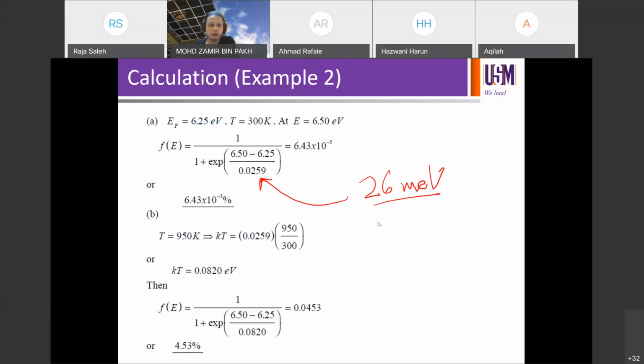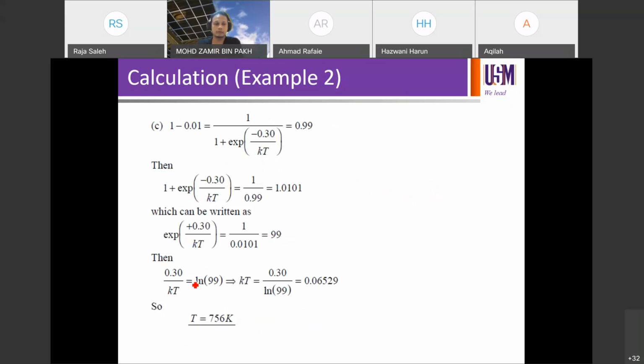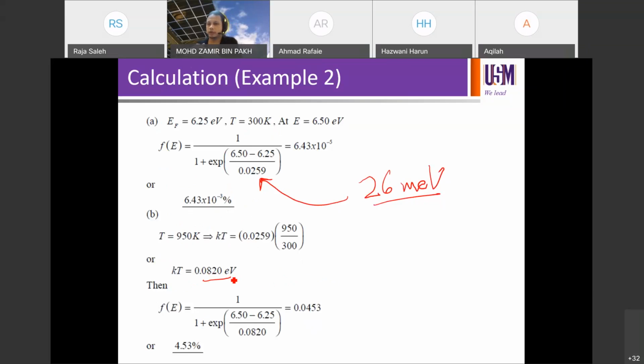So what we have to do is first recalculate the KT, just using the ratio. The new KT is given by 0.0259 times the new temperature over the original temperature, so 950 over 300. So it's no longer at room temperature, no longer at 0.0259. It's now at 0.082 electron volt.